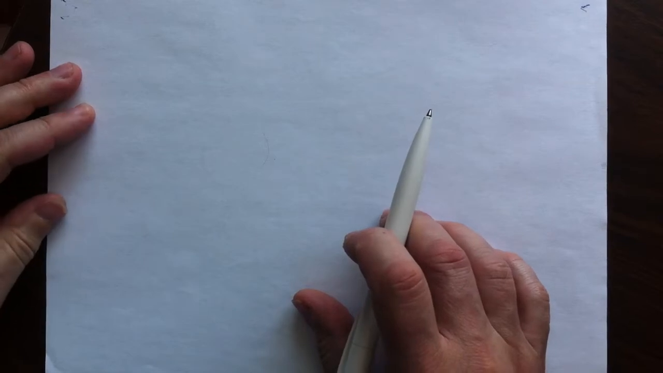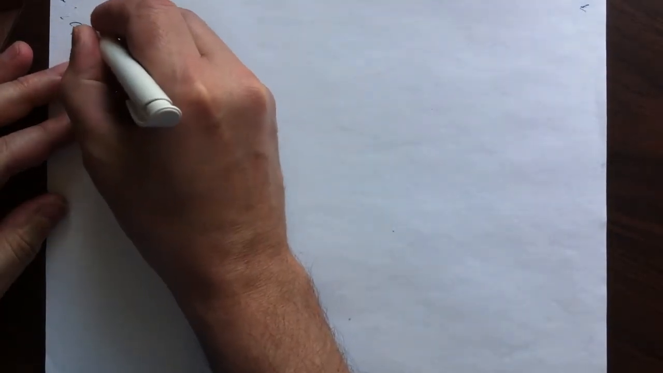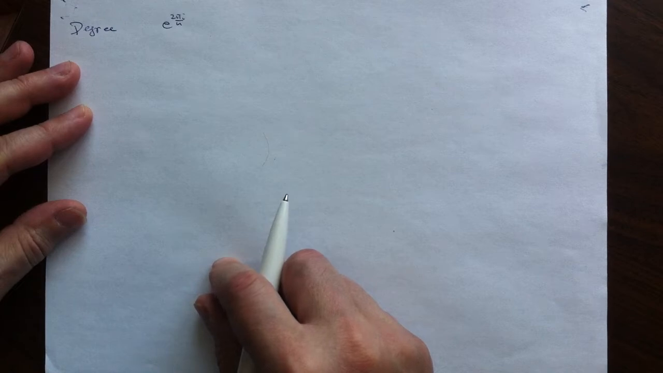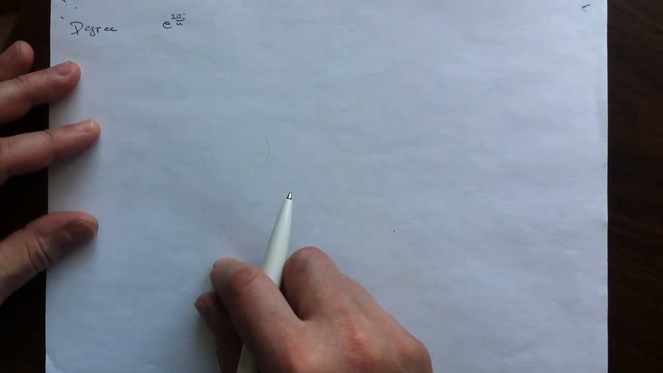Hello again. This video is the story of the degree of the following number, e to the 2 pi i over n. This is an algebraic number. This is a root of a polynomial of degree n, namely t to the n minus 1. And the degree of this number is the degree of the smallest polynomial for which this is a root, the smallest polynomial with rational coefficients.